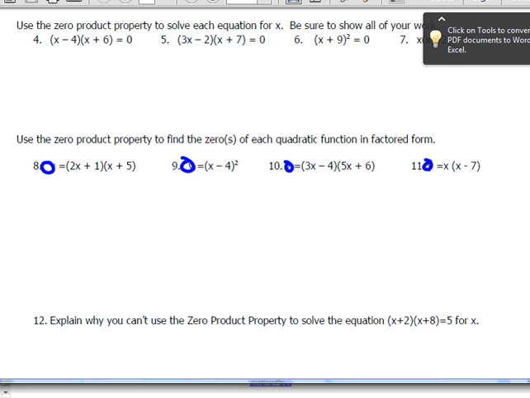This one might be a little trickier, so you go 3x minus 4 has to equal 0. 3x has to equal 4. X has to equal 4/3. So you have to do a little bit of work on that one.